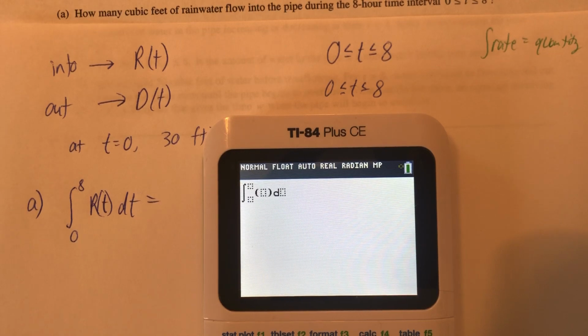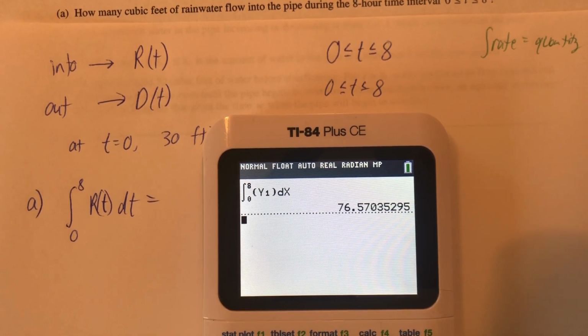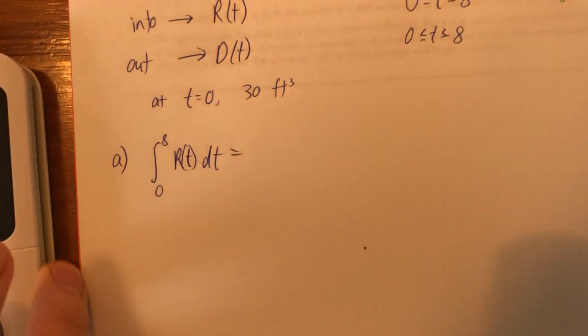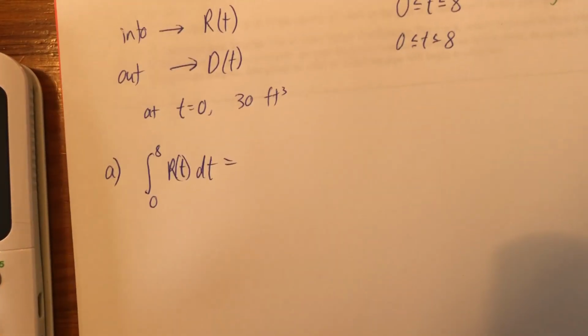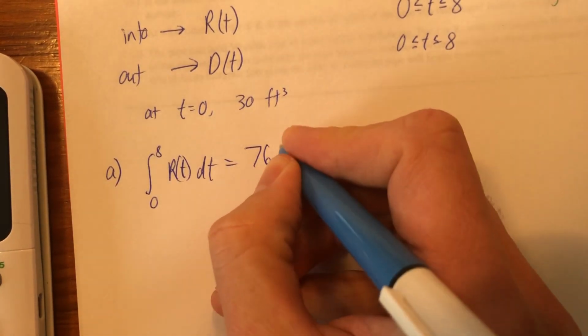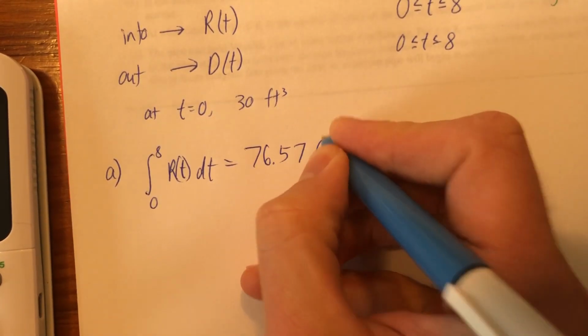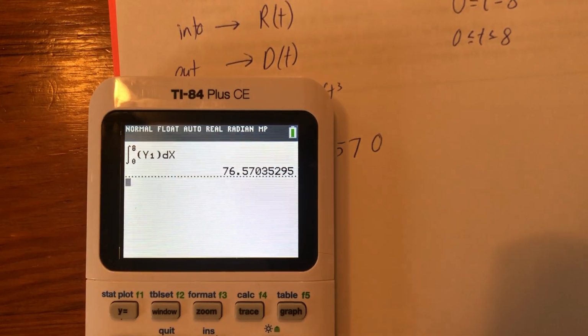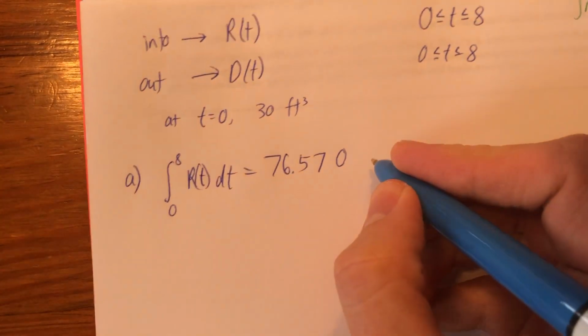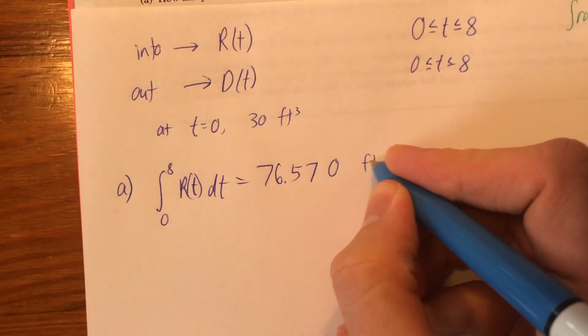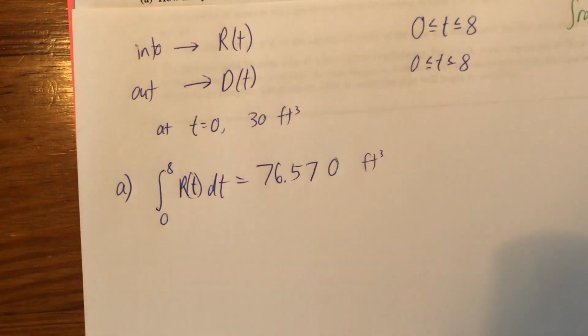So 0 to 8 of R of T, there we go. Now, I'm using X, of course, and so they did not tell me to use units, but it's a great idea, so let's do it anyway. It's a really good habit to have. So this was 76.570. I know it's a 0, but you put 3 decimal places, okay? 570, and I'm just going to put cubic feet. They didn't ask for it, but there you go.